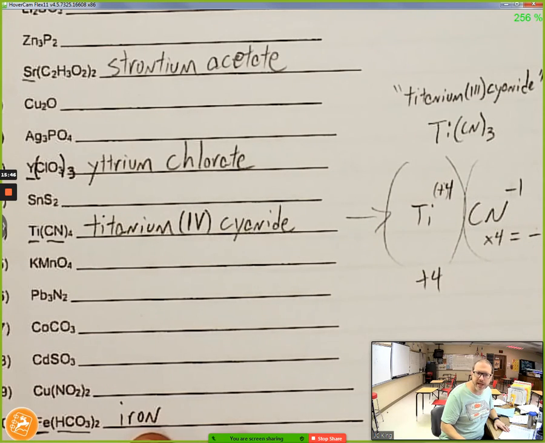They have two totally different names. And that number tells you what the charge of that positive piece is. So that would be a +3 titanium. That would be a +4 titanium.